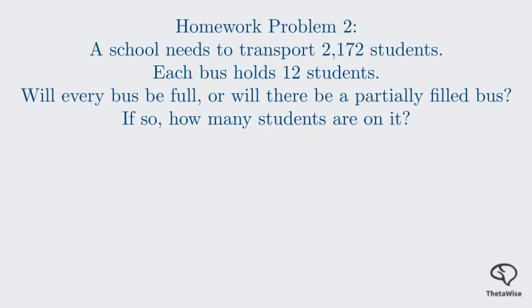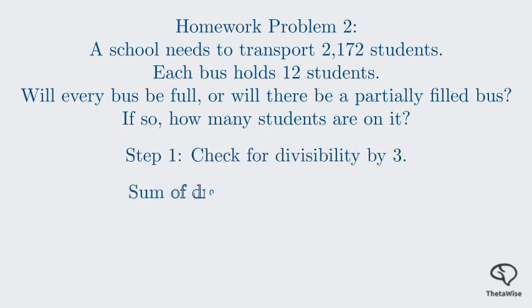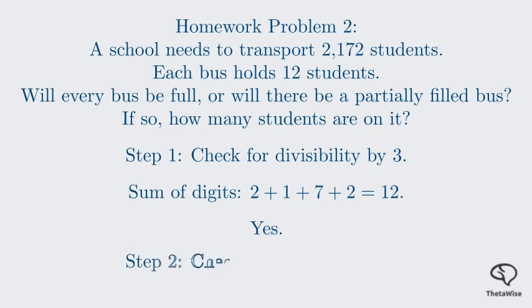First, we need to determine if 172 is divisible by 12. We'll use our divisibility test. Step 1. Check for divisibility by 3. The sum of the digits is 2 plus 1 plus 7 plus 2, which equals 12. Since 12 is divisible by 3, yes, it's divisible by 3. Step 2. Check for divisibility by 4.